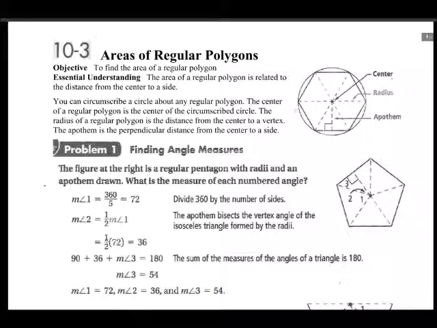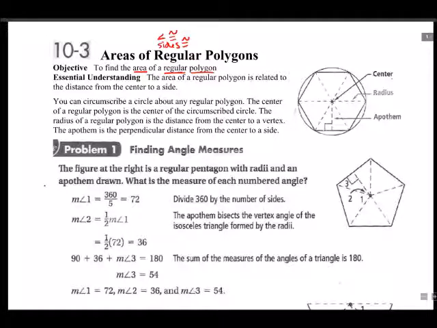10.3 Areas of Regular Polygons. As the name suggests, our objective in this lesson is to find the area of a regular polygon. And you remember that regular means equilateral and equiangular, so our angles are congruent and all of our sides are congruent. So we're going to start with some vocabulary here.